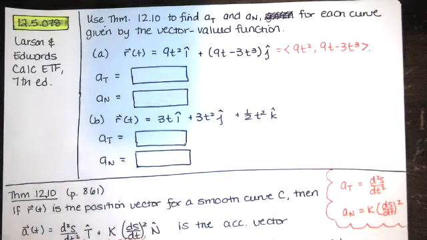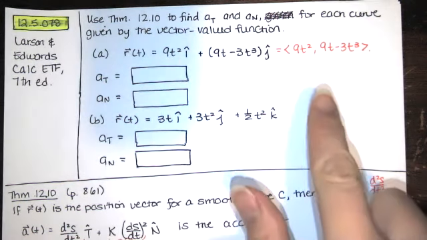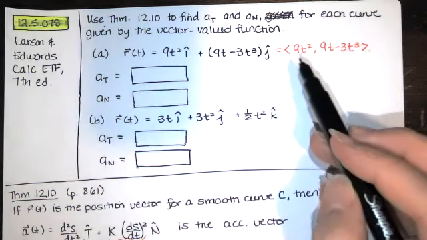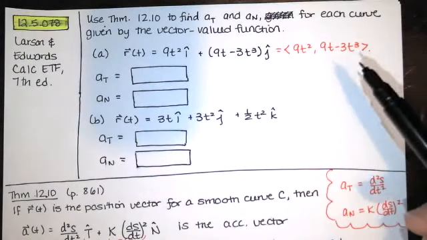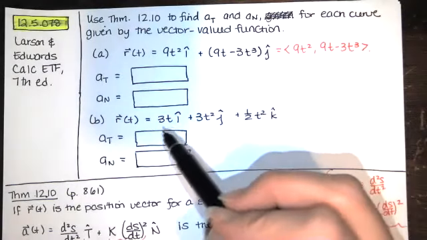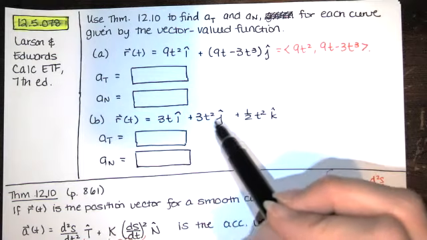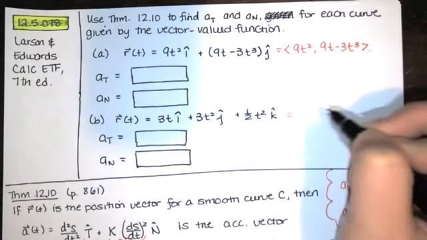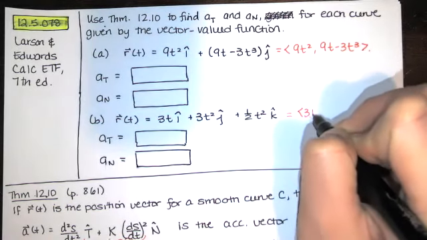Since this is a linear combination of i hat and j hat, the curve that corresponds to this vector valued function is a curve in the plane. This one has an x component, a y component, and a z component. So this is in 3-dimensional space instead of 2-dimensional space.